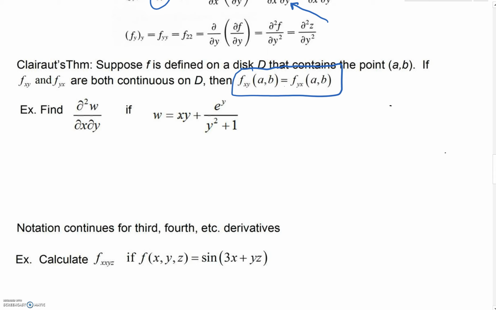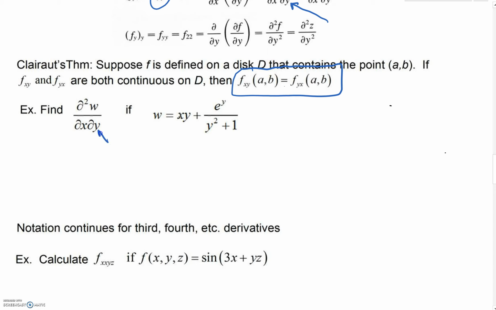F of xy of AB would actually equal f of yx. In other words, the orders can be reversed. You're going to get the same answer. So let's go ahead and take a look at this next example right here.